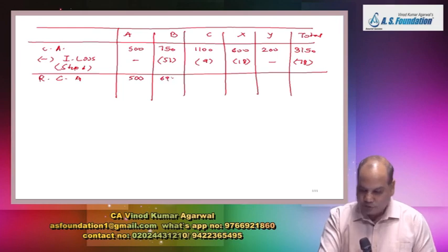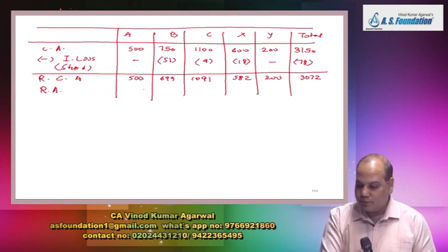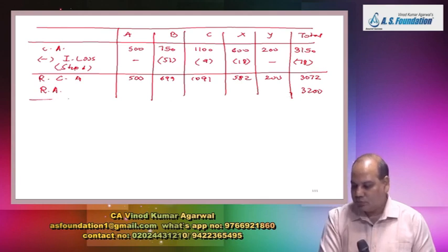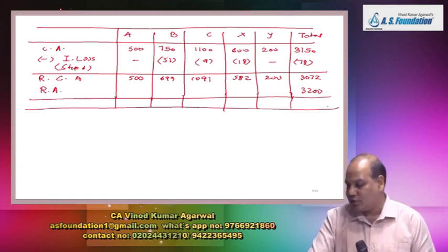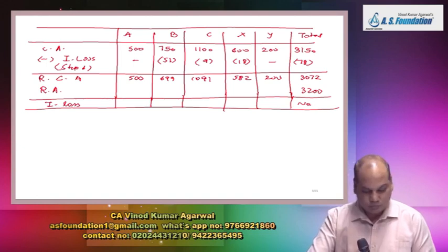500, 699, 1091, 582, 200, 3072. And then you write down the recoverable amount of the entire entity. How much is given? 3200. So is there any impairment loss after considering this recoverable amount? So write down no, not applicable, nil.